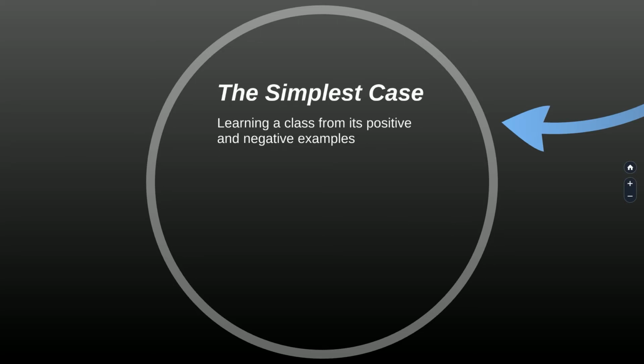After this, we're going to generalize and discuss the case of multiple classes, then regression, where the outputs are continuous. So in this example that we're going to use for our simplest case, we are going to be trying to learn the class C of a family car. So we are training a machine learning network to distinguish between family cars and non-family cars.